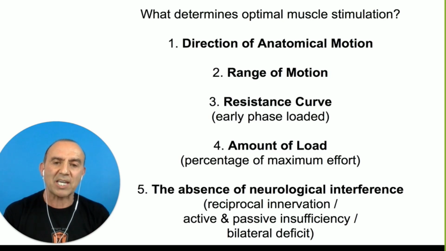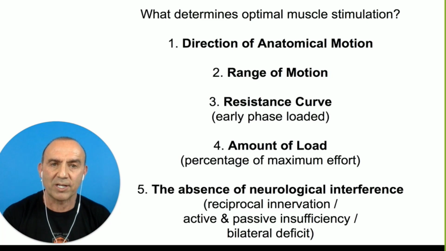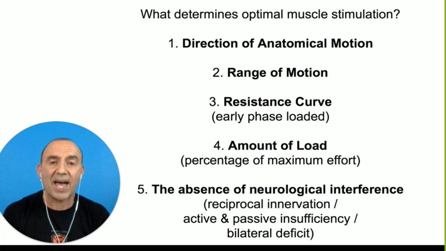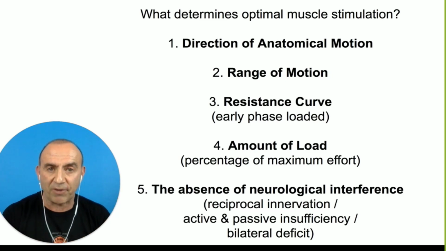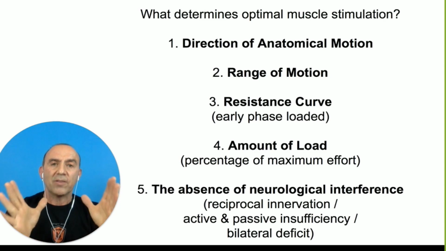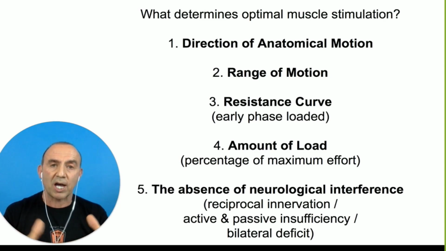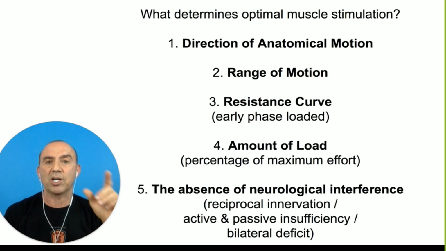And then the last thing here, number 5, is whether or not there's any neurological interference occurring. This is very often not talked about, and that is there are reciprocal innervation, active and passive insufficiency, and bilateral deficit. These are neurological things that occur sometimes during certain exercises that compromise the activation of the muscles you are trying to target.